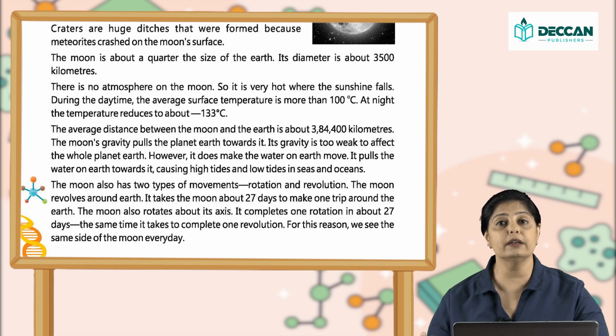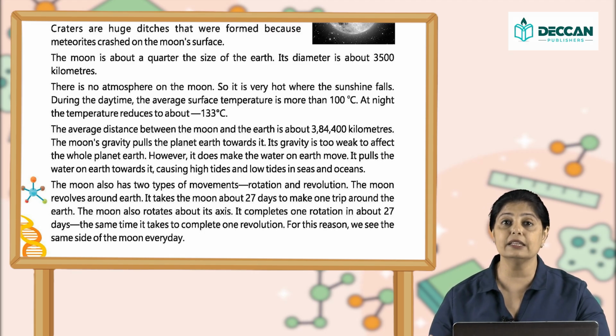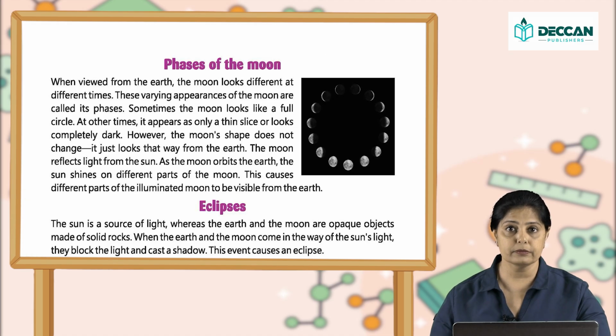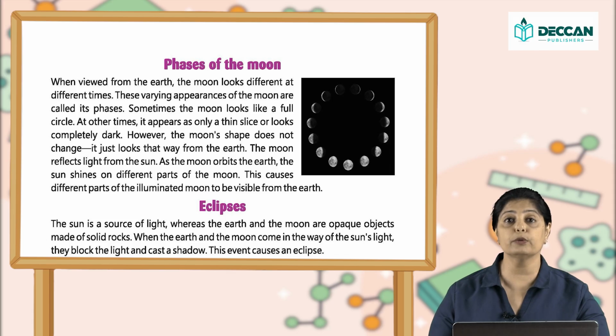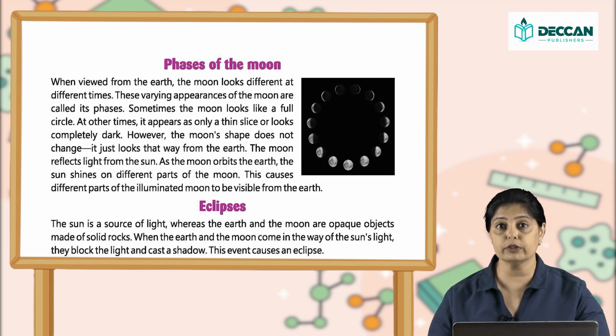It completes one rotation as well as one revolution in 27 days, and that is the reason why we see the same side of the moon every day. It does not mean that the side of the moon is changing like we have day and night because of the rotation of the earth. That does not happen with the moon. We see the same side of the moon.